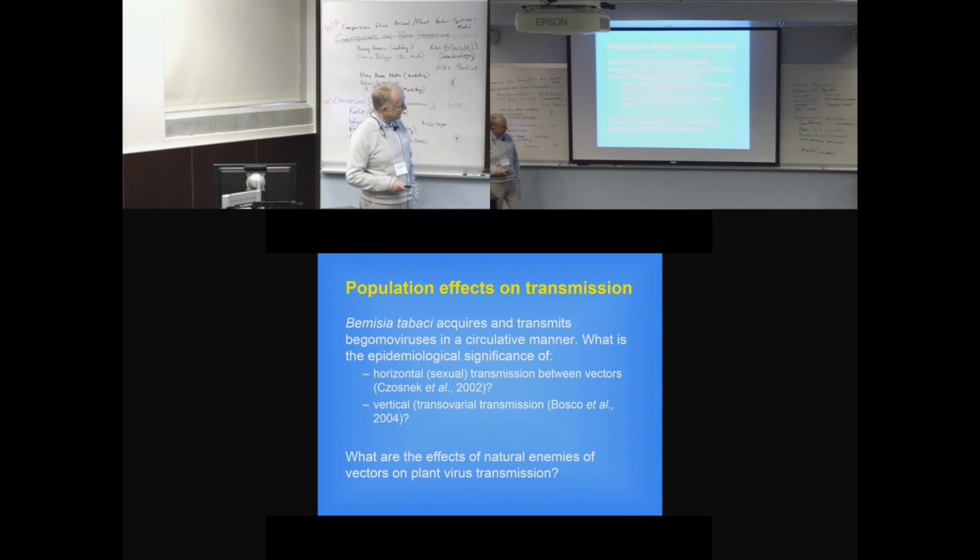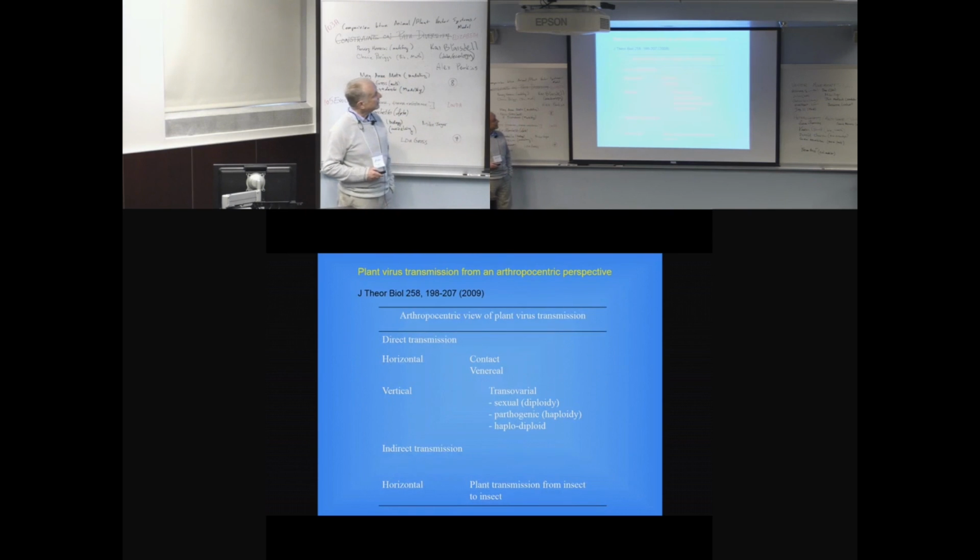It's lost some of its properties. And the other aspect, really, this broader aspect, is what are the effects of natural enemies of vectors on transmission? And I think it's useful just to step back and take a different view of plant viruses. Now, this is a view which really comes from an anthropocentric view. It's taken the view of the vector.